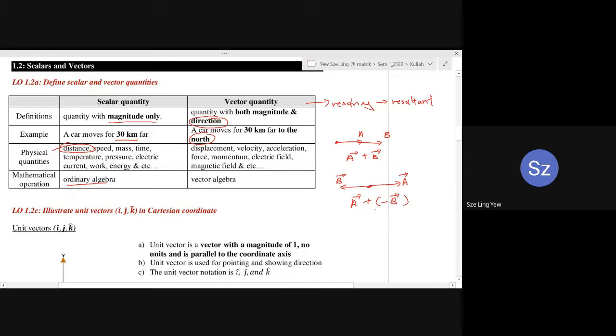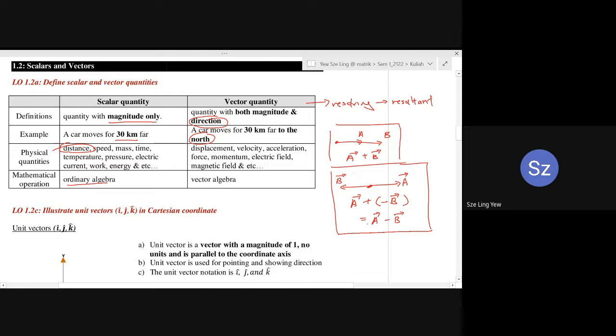So if objects are moving towards opposite directions, then our operation will become a subtraction operation. Okay, so A minus B. So this is the example. Okay, same direction, you can straight away add them up. Different direction, then it will become a subtraction.